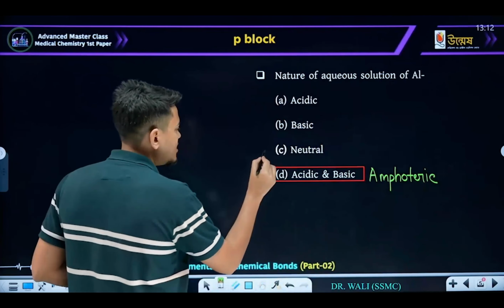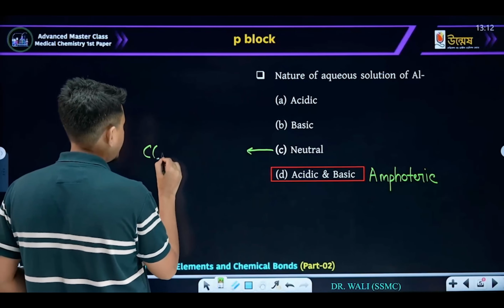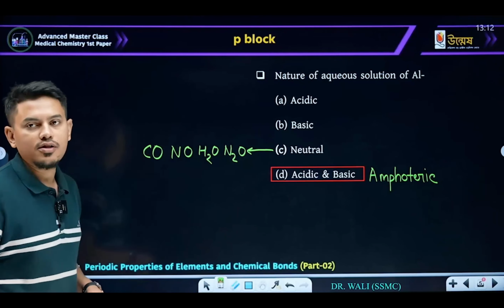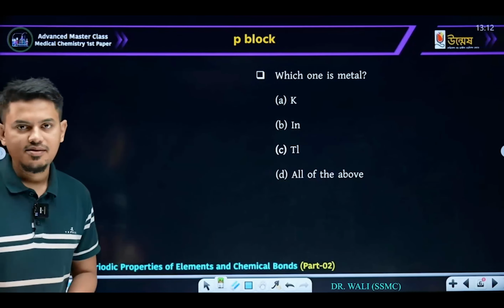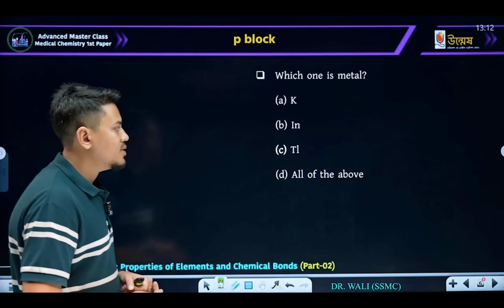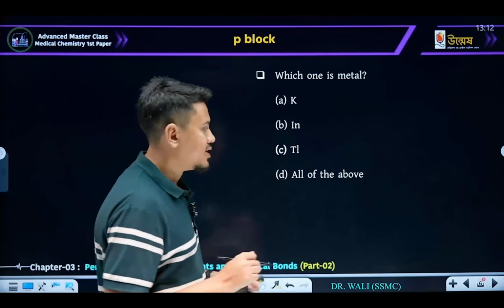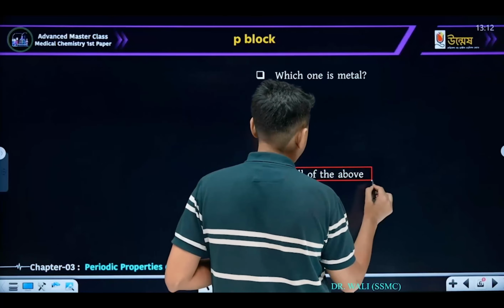Anyway, regarding neutral oxides, let me remind you of the mnemonic: CO, NO, pani, nai. With this mnemonic we can easily recall all the neutral oxides. Anyway, which one is a metal? Very easy question. I think potassium is a known metal to all. Also indium and thallium, which are present in group 13, are included in the metallic group. So the answer would be all of the above.